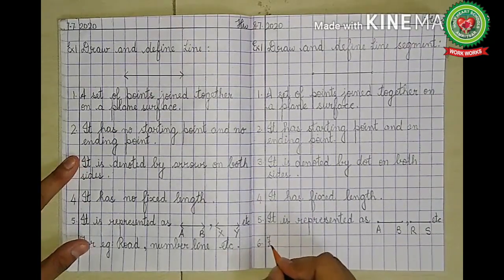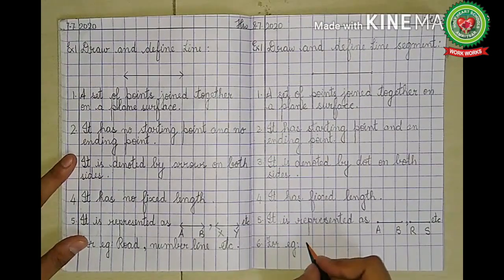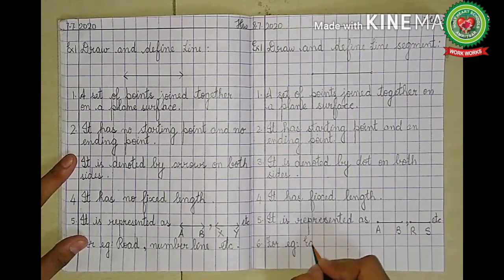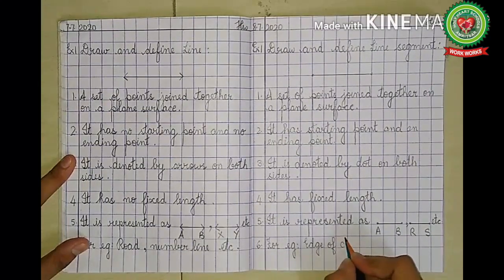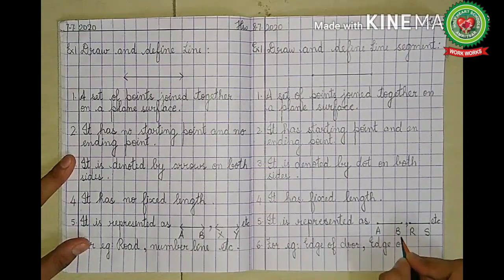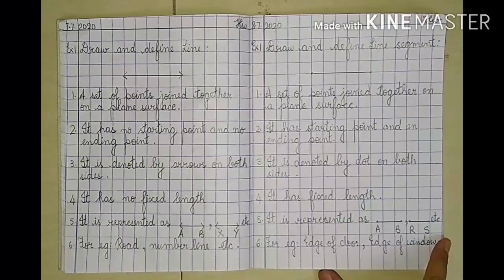For example, edge of door, because it has fixed length and cannot be extended, so edge of door or edge of window. With this, we are done with our copy approach of line segment.